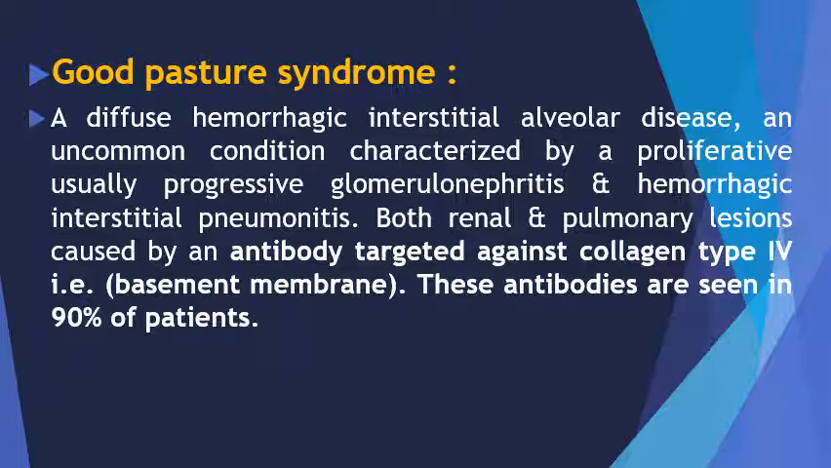What are the main causes? It is an immunologically mediated disease. What does that mean? That means the disease is caused by antibodies against the basement membrane, against collagen type 4. These antibodies are seen in about 90% of patients. The antibodies are directed against the basement membrane in the glomeruli as well as in the alveoli.